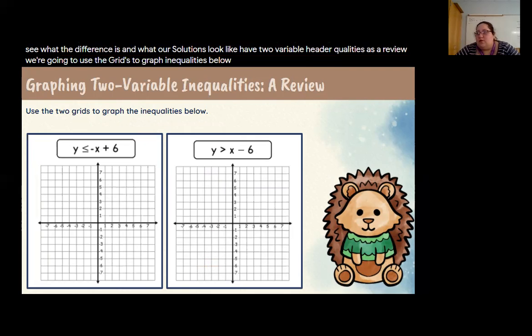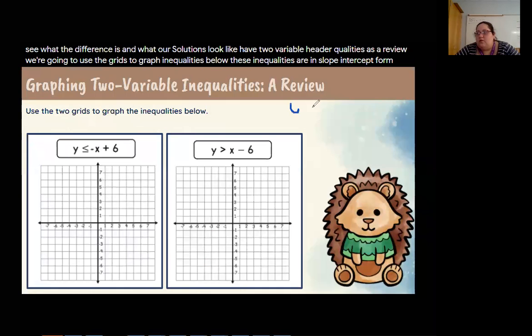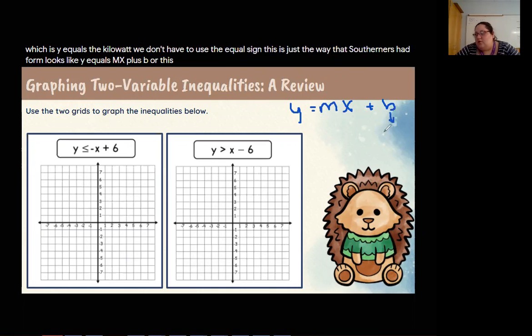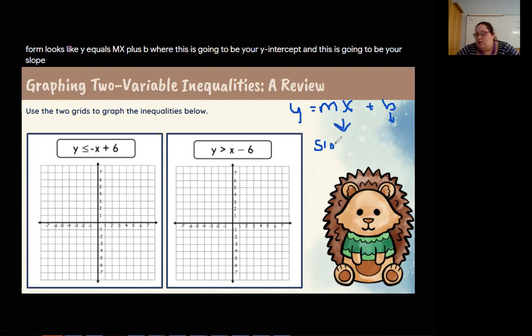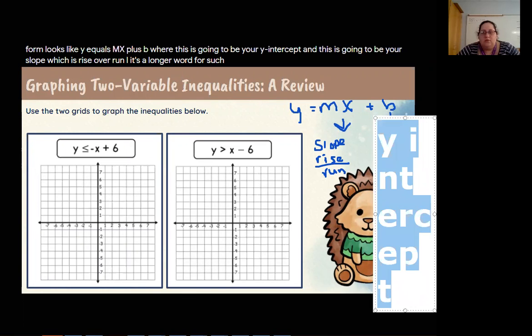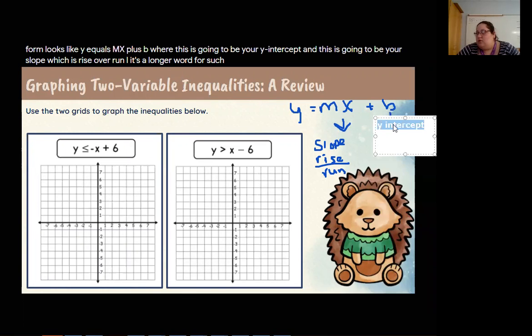These inequalities are in slope-intercept form, which is y equals, but keep in mind we don't have to use the equal sign. This is just the way the slope-intercept form looks like. y equals mx plus b, where b is going to be your y-intercept, and m is going to be your slope, which is rise over run. And then it's a longer word, y-intercept.